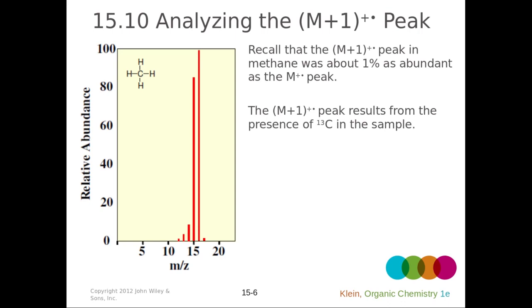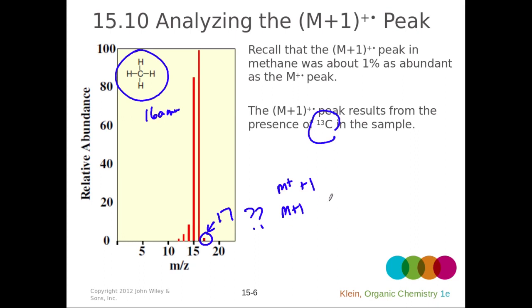Okay, so let's look at what the M plus 1 peak means. So notice this little bitty peak over here. That's higher than the weight of this methane. Remember, methane is 16 AMUs, but this thing is showing up at 17. So why would we have a peak at 17? Well, that's called the M plus 1 peak. That means our molecular ion peak plus 1. And that results from a little bit of carbon-13 in the sample.